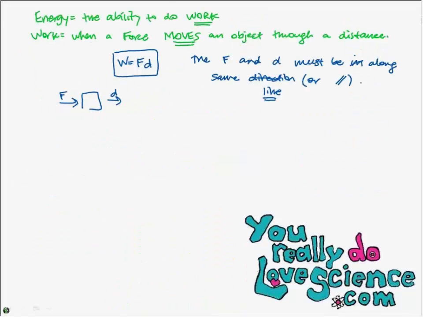Now work, energy is the ability to do work, and work is also in joules, or kilojoules, and 1,000 joules equals 1 kilojoule. So it's really easy when you just multiply the force, the newtons times the meters. Force times distance equals Newton times meters, which equals the joule. So it's really easy when the force and the distance are obviously in the same direction.